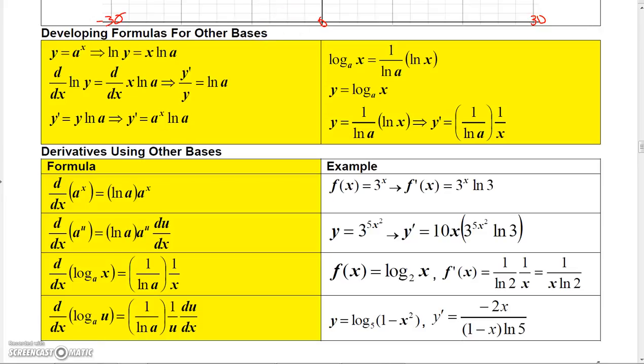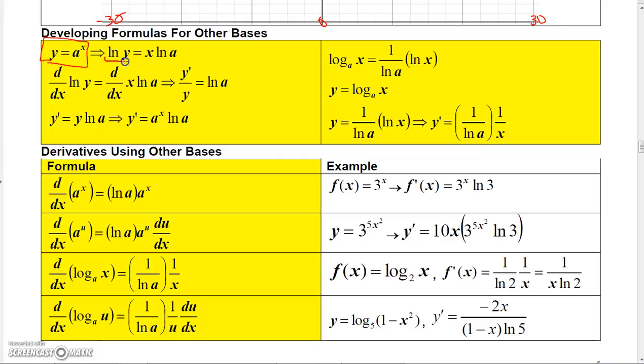Okay, in this video I want to show you how to find derivatives of exponents and logs that involve other bases. So, in case you want to know where it comes from, let's say you want to find the derivative of y equals a to the x, where the base is not e but some other number like 2 or 3. Well, what you could do is take the natural log of both sides, and when you take the natural log of the left you just get natural log of y.